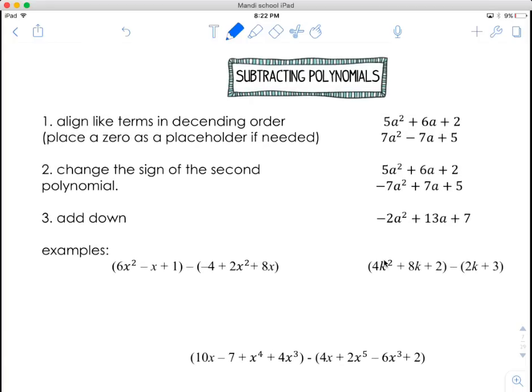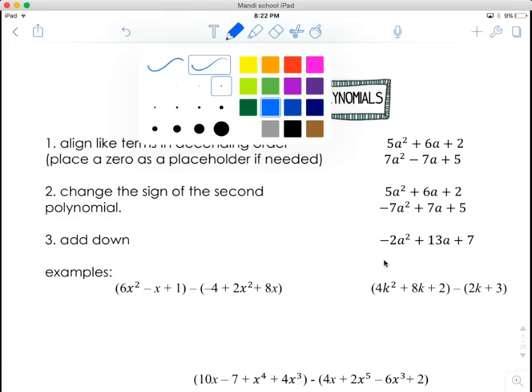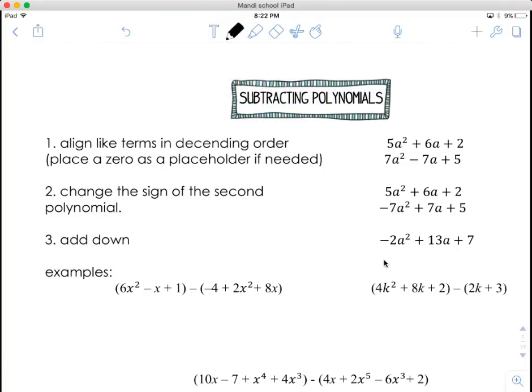So to subtract polynomials, well, first of all, I think I have a piece of the notes missing. These would be written as 5a squared plus 6a plus 2 minus 7a squared minus 7a plus 5.